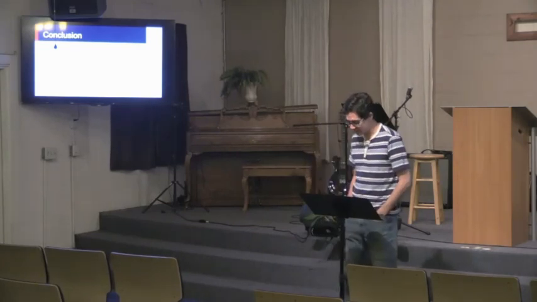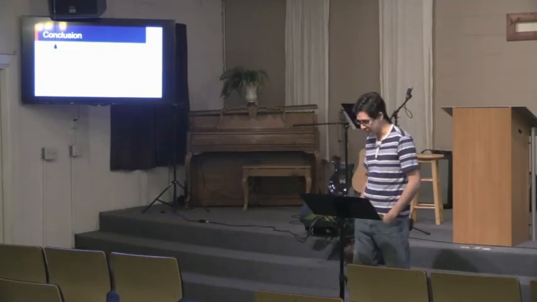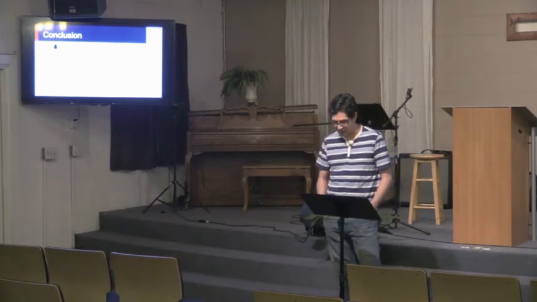Nor sits in the seat of the scornful. But his delight is in the law of the Lord. His delight is in the law of the Lord. And in his law he meditates day and night. He shall be like a tree planted by the rivers of water that brings forth fruit in its season, whose leaf also shall not wither. And whatever he does shall prosper.